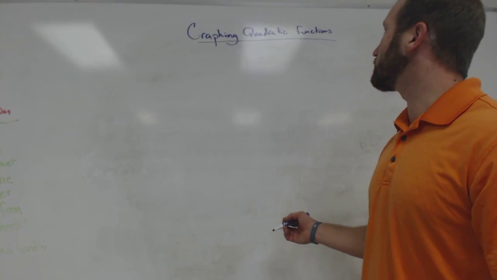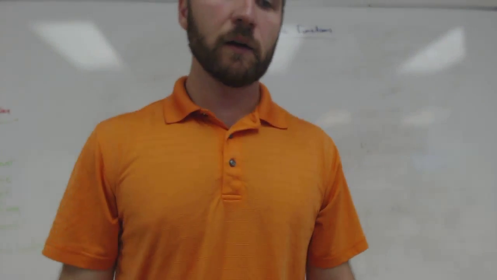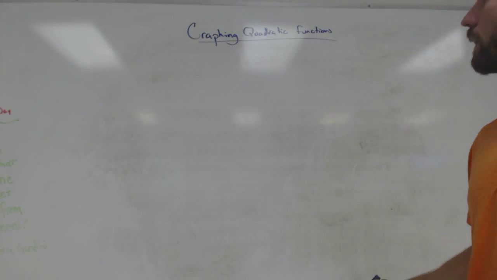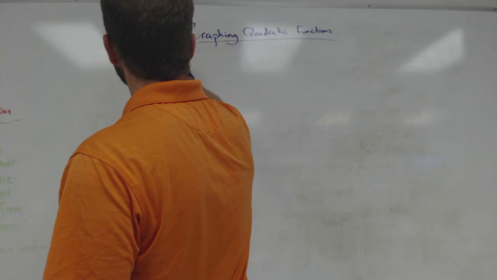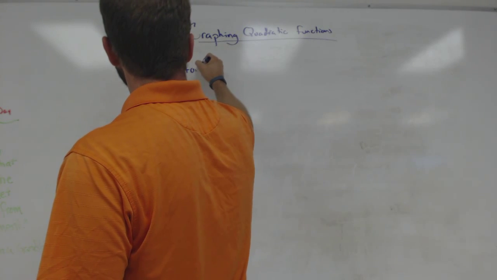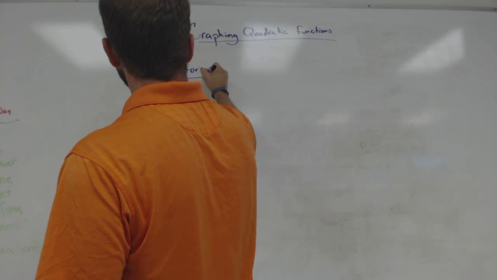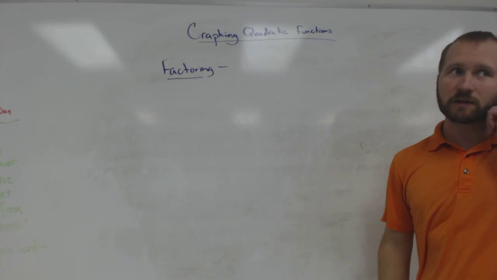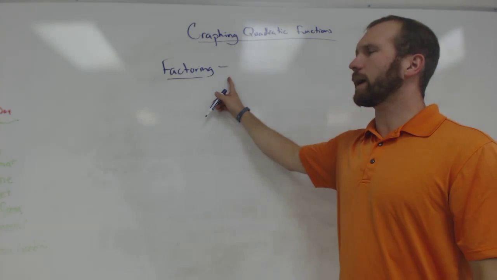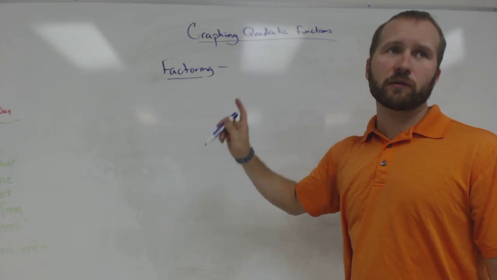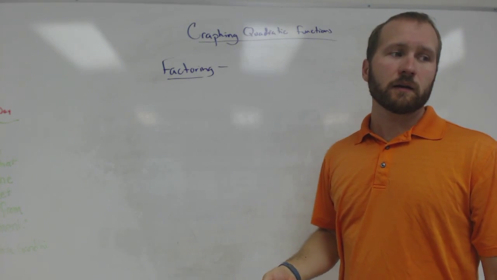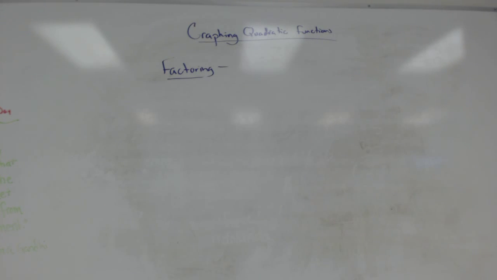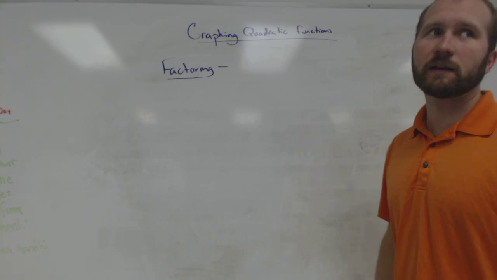Graphing quadratic functions. So continued from yesterday, we're going to talk about a couple things. The first thing is factoring. So this is something that we've done already. You know how to factor quadratics, but I just wanted to quickly mention, what does factoring a quadratic actually tell you about the graph of the quadratic?